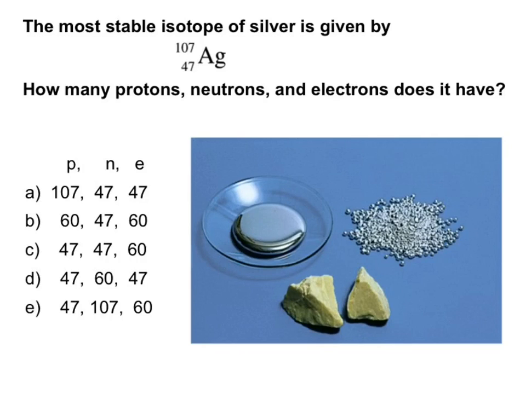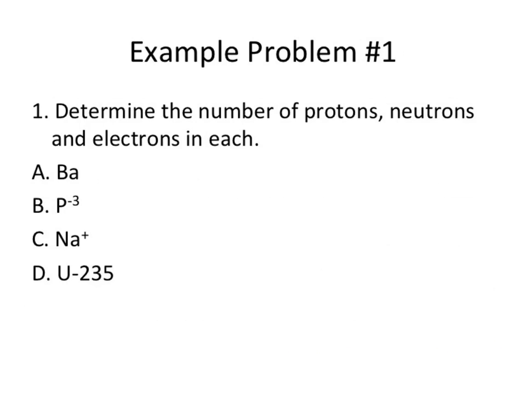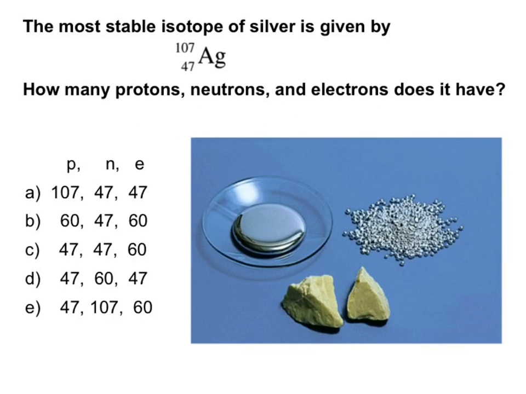The most stable isotope of silver is given by Ag superscript 107 over 47. How many protons, neutrons, and electrons does it have? So how many protons? 47. So A and B.